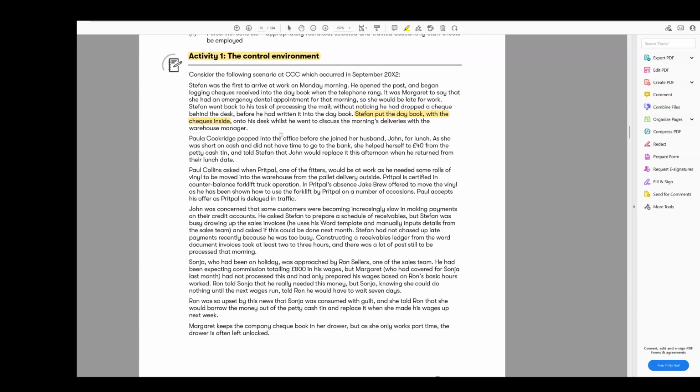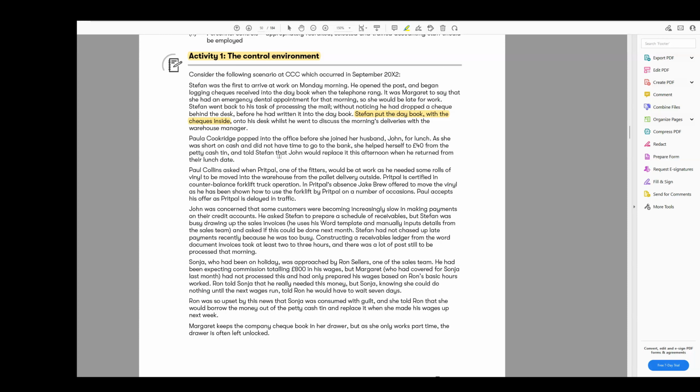Then it says Paula Cockridge popped into the office before she joined her husband John for lunch. As she was short on cash and did not have time to go to the bank, she helped herself to £40 from the petty cash tin and told Stephen that John would replace it this afternoon when he returned from their lunch date.